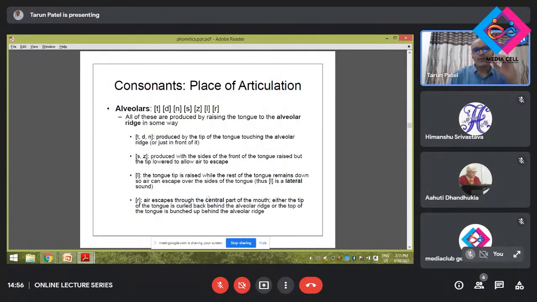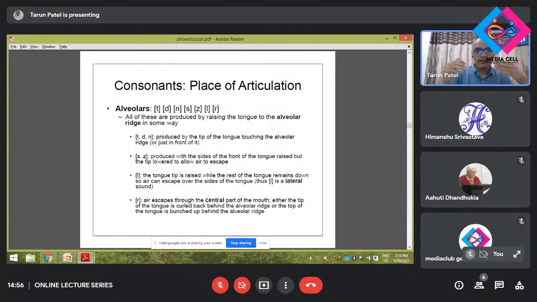Now, all of these are produced by raising the tongue to the alveolar ridge in some way or other. For example, we have t, d, and n. They are produced by the tip of the tongue touching the alveolar ridge, right? The upper layer of your mouth. Similarly, the sounds s and z are produced with the sides of the front of the tongue raised but the tip lowered to allow the air to escape. When you say s and z, you realize that air is coming out fast.